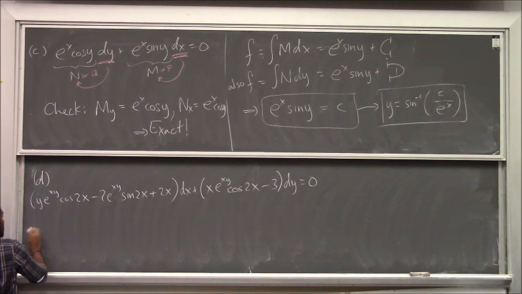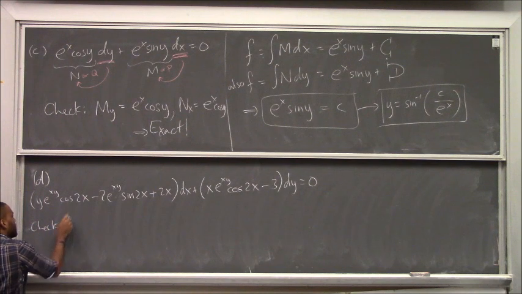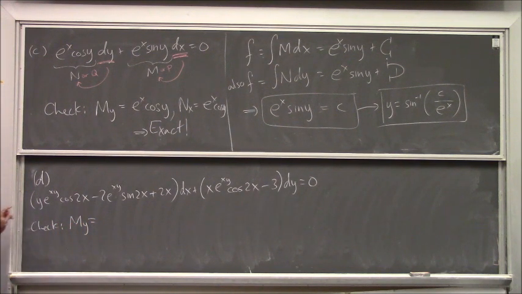So, we're going to do the check. We're going to differentiate this with respect to y, and how do we do this here? Take the cosine 2x out, and then y e to the xy. It's the product rule, right? We have two functions of y here, and that guy's a constant. So, I differentiate one, leave the other one, then differentiate the other one, leave the first one.